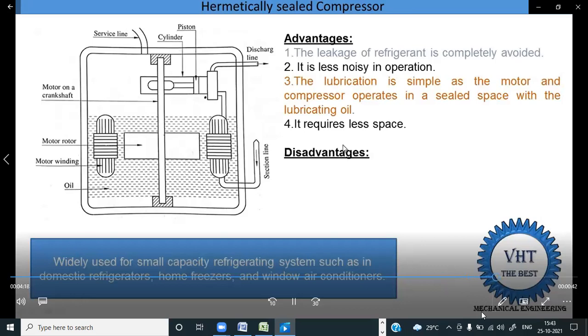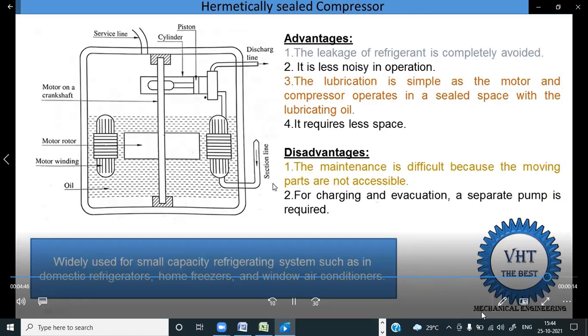Next, the disadvantages. Maintenance is difficult because the moving parts are not accessible. If there is a problem in the motor, then we also need to replace the compressor. If there is a problem in the compressor, then we also need to replace the motor. So this increases our maintenance cost, and maintenance is difficult because we are required to completely replace the parts. We cannot do maintenance on either the motor or the compressor; we need to replace it. And second, for charging and evacuation, a separate pump is required. For charging the refrigerant from the service lines, we require a separate pump.